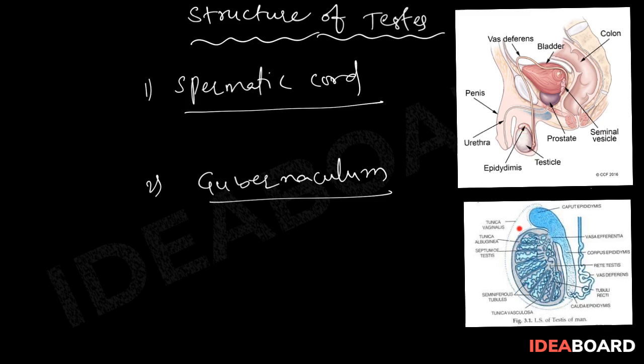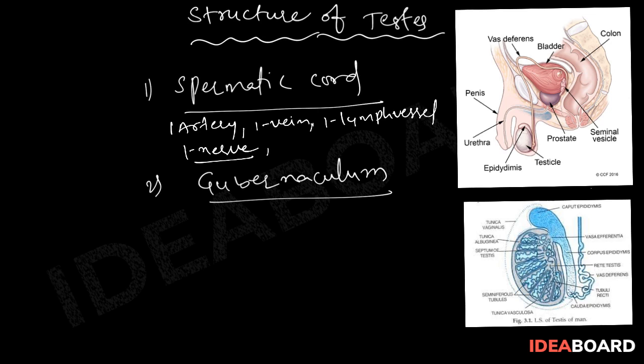the anterior region. Each spermatic cord is made up of one artery, one vein, one lymph vessel and one nerve. Along with this, muscles are present in the spermatic cord. The muscles are called cremaster muscles.